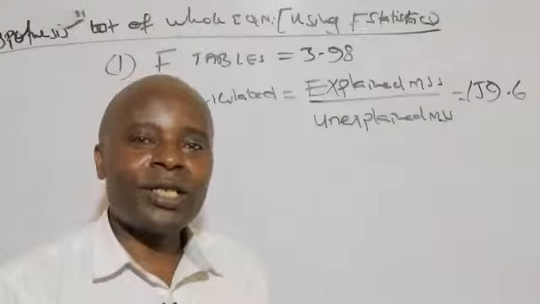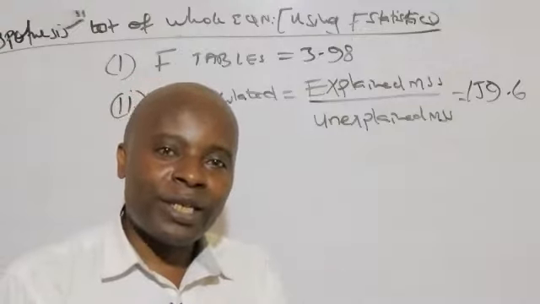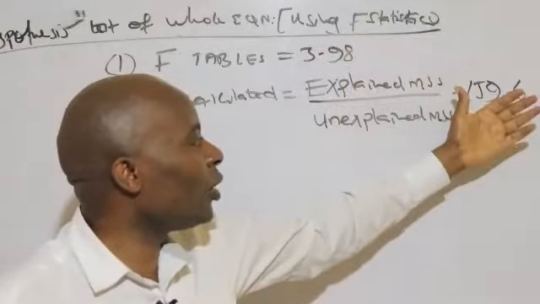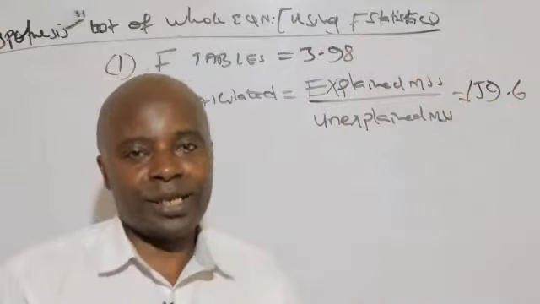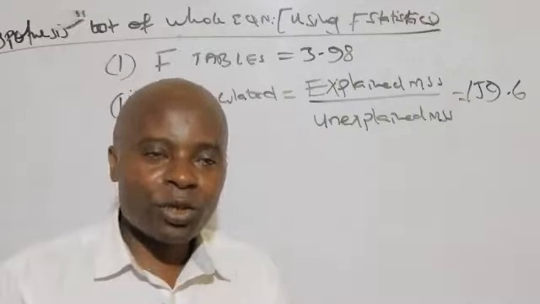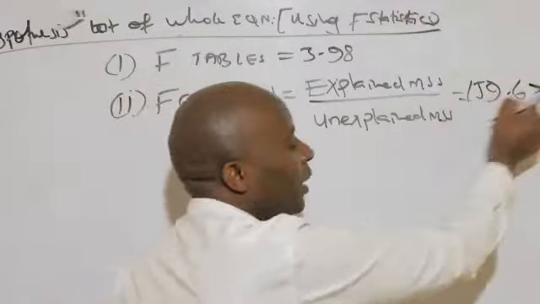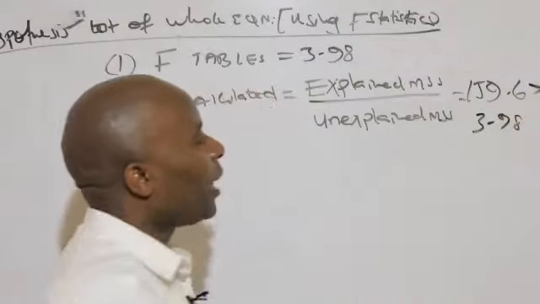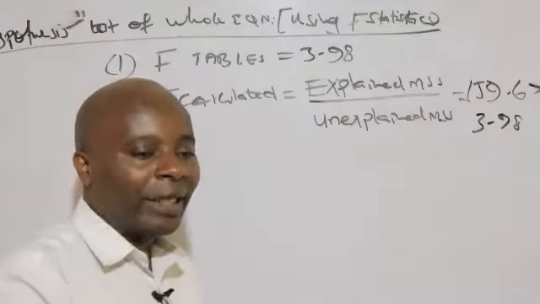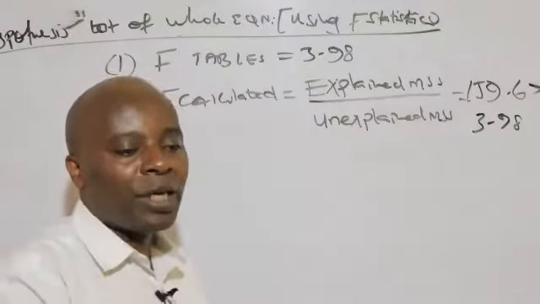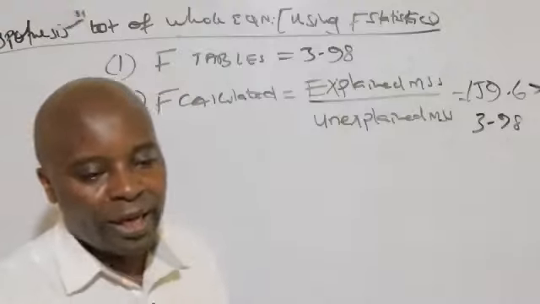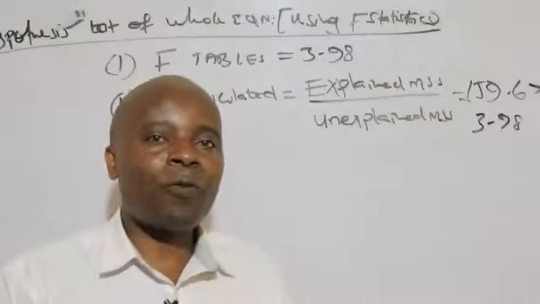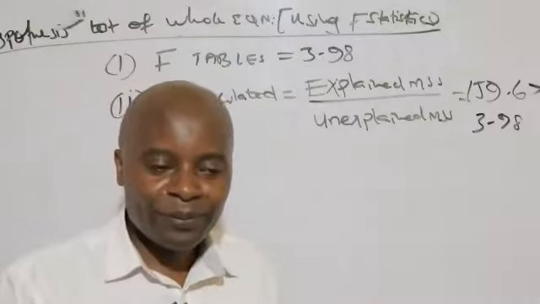So ladies and gentlemen, you can see the F calculated in comparison to this F table's value. This is like Goliath. It's so big. So it is significant. Since this is more than 3.98, ladies and gentlemen, the model is significant. The model is significant for purposes of prediction. The model is very good.